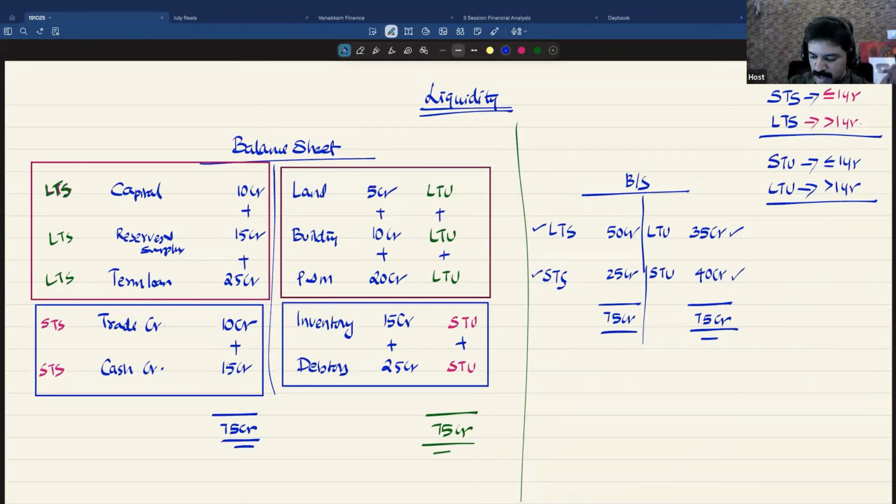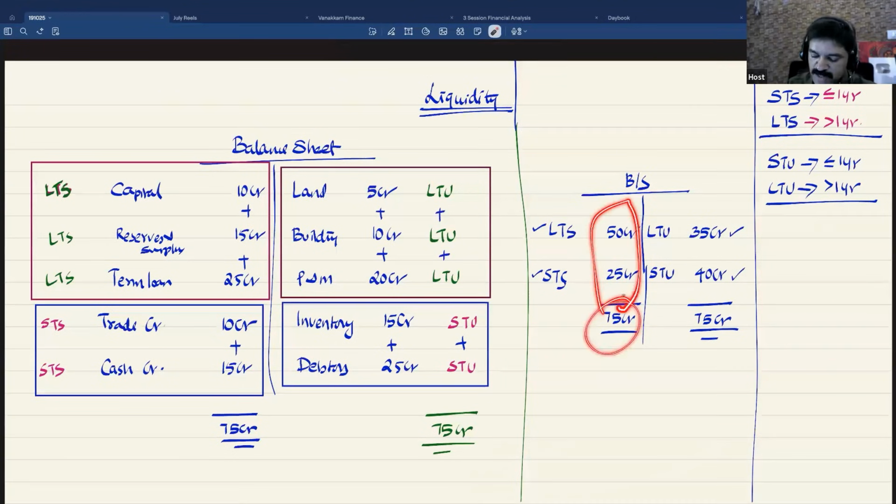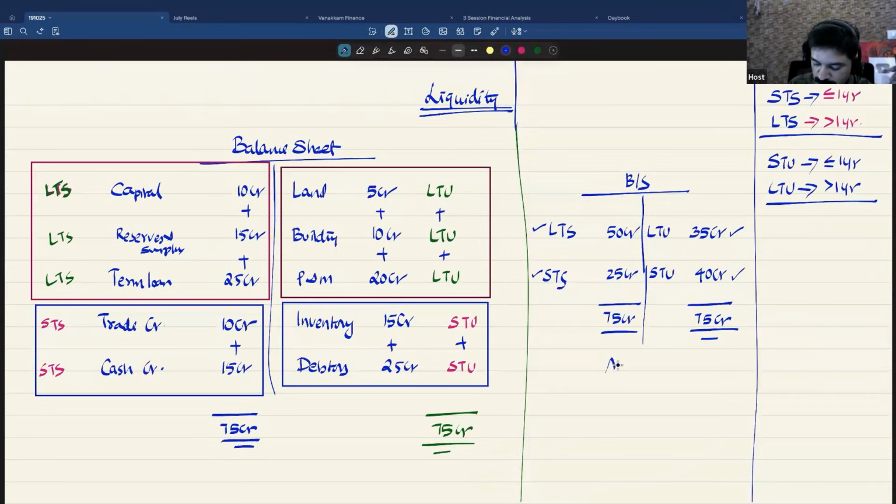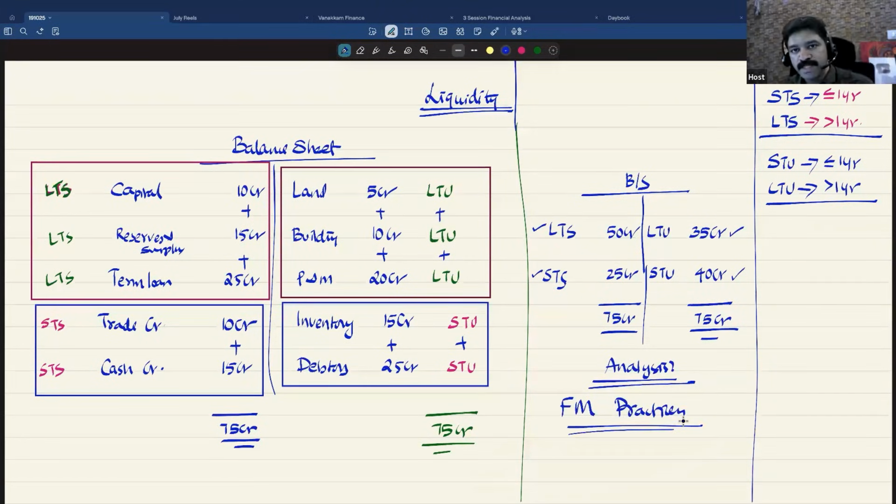Okay. It means now you literally get the pulse of how the funds have come into this business and where that has been used. This business has overall mobilized 75 crore funds. Of that, 50 has come from long term, 25 has come from short term. And these funds have been used for long-term use, 35 crore, and short-term use, 40 crore. But why is this analysis important? Why does this analysis have to be done? See, this analysis will communicate the financial management practices of the business, how they are managing the finance.